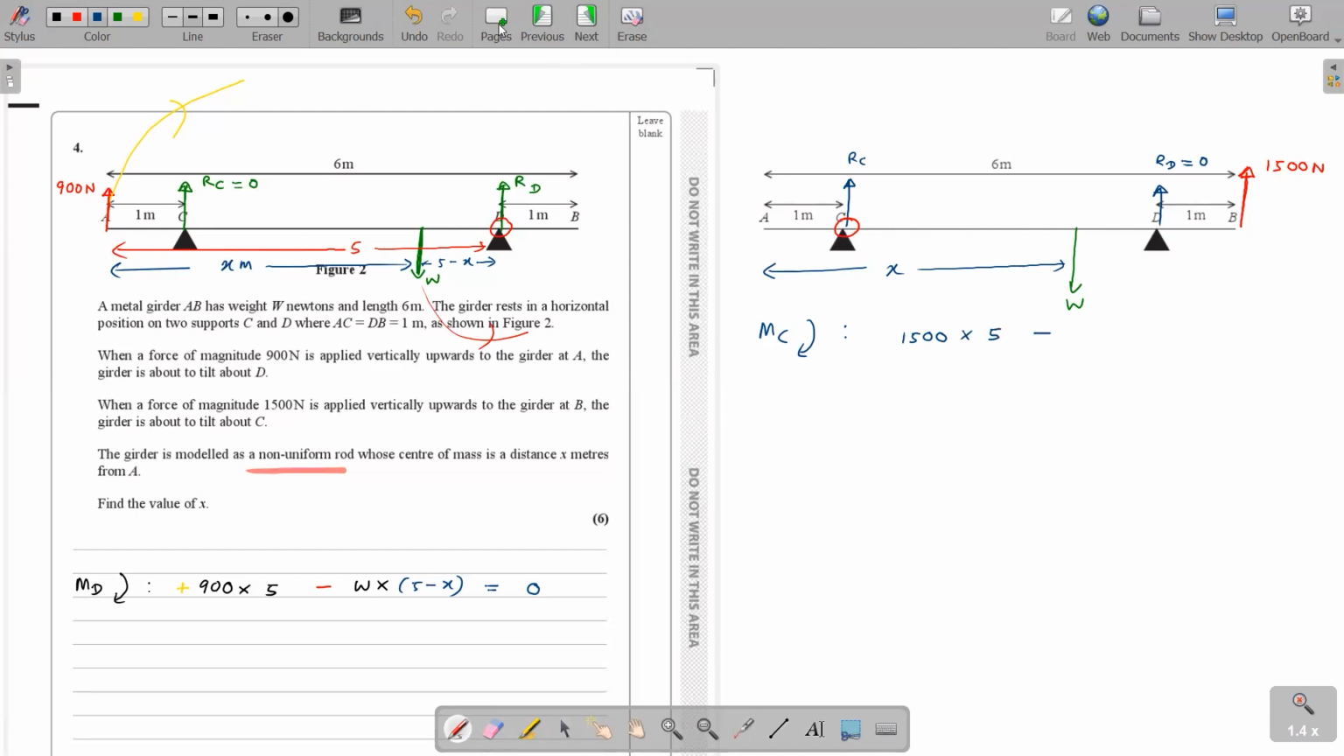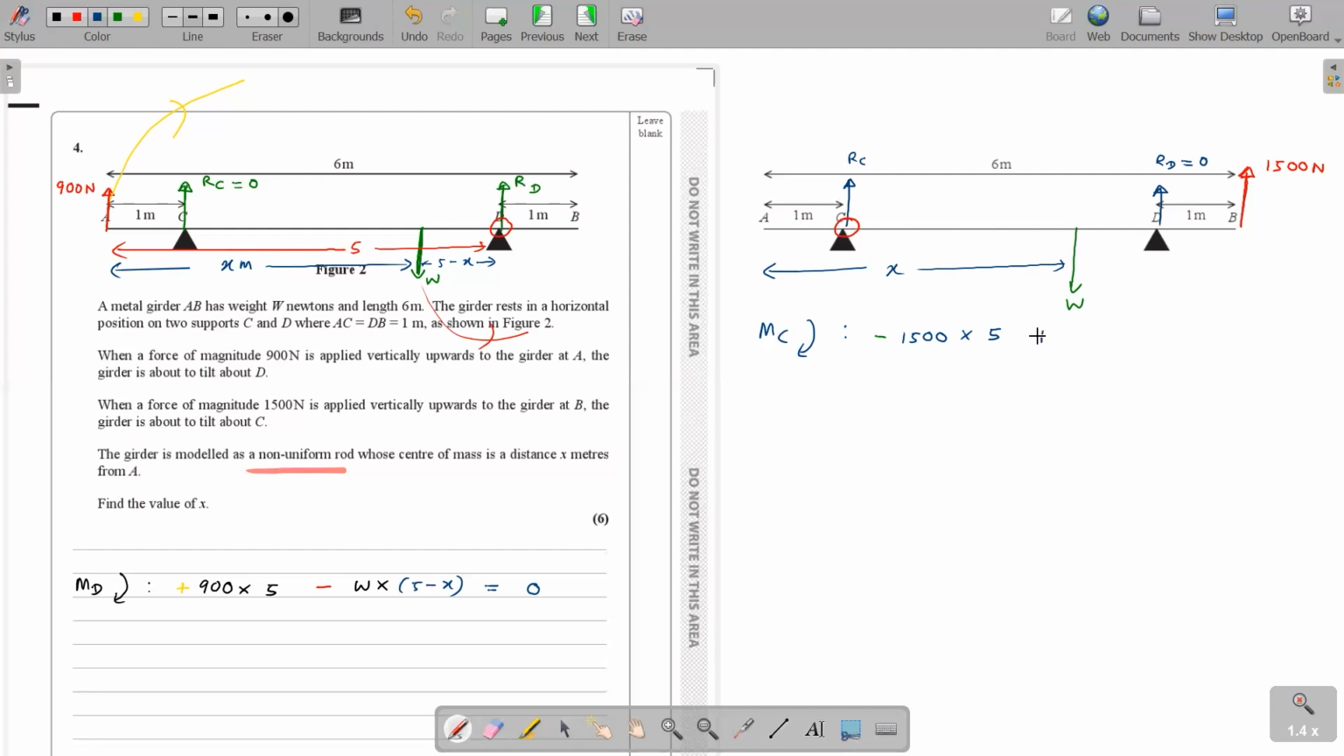Minus, is it minus? Wait, I did not check the directions. What's the direction here? 1500 is providing a clockwise moment or anti-clockwise moment around C. It's giving an anti-clockwise moment around C, right? Do you agree? Which means, according to this, it's negative.